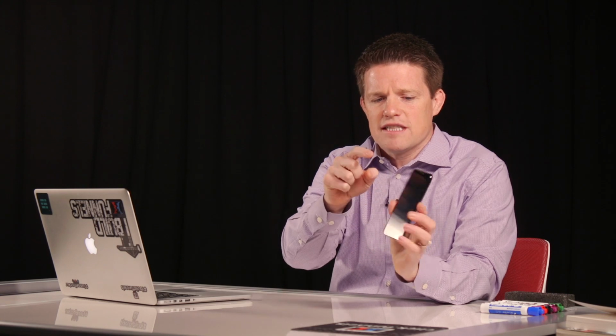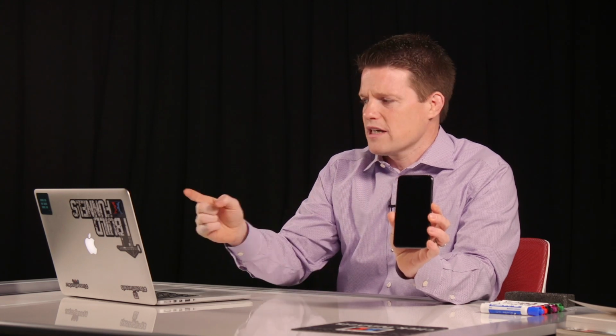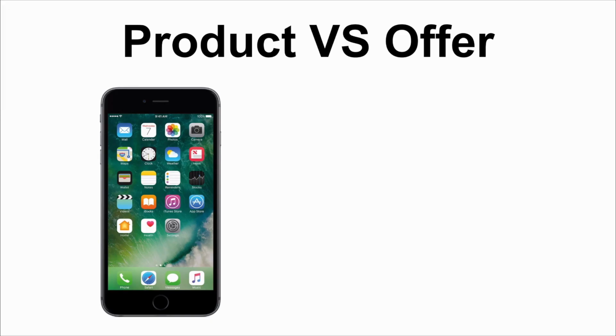So if I shift this, instead of just selling this phone as a product, if I shift it and transition it to an offer, then I can sell it for a lot more. In fact, I could sell this phone to almost all of you guys right now for $10,000 or more, really, really easily, okay? So again, first we have the phone, which is a product, but if I turn it into an offer, I can sell for a lot more.